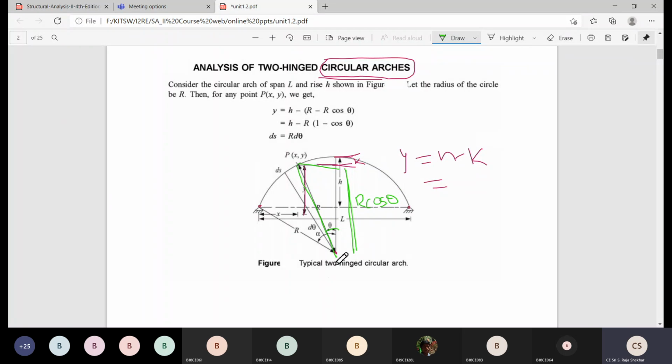This is capital R. The radius is capital R, the distance from the origin to the point P. If you calculate this one, this vertical ordinate will be r cos theta. If you consider from origin to crown point, this also will become the radius R. So k is equal to R minus r cos theta.